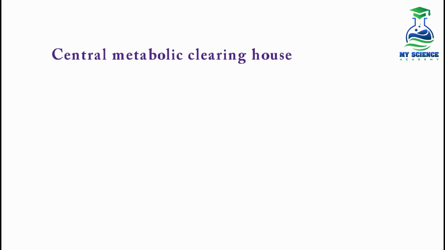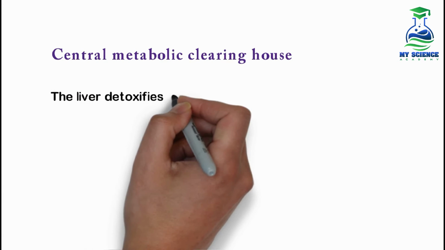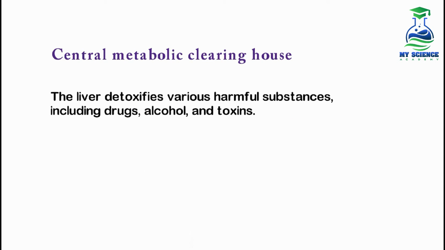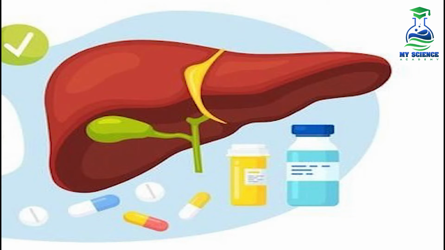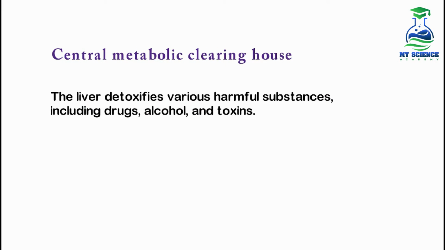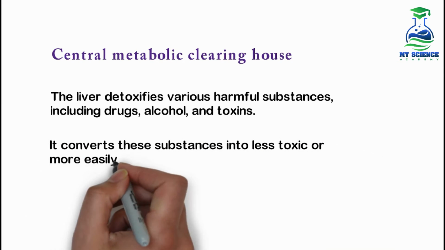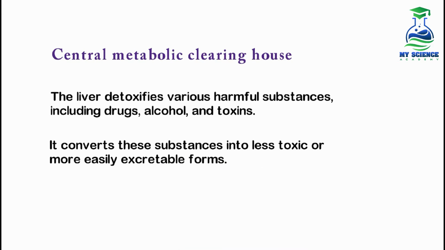It is also called the central metabolic clearinghouse, as the liver detoxifies various harmful substances, including drugs, alcohol, and toxins. To detoxify the harmful effects of these drugs or chemical poisons, the detoxification process in liver involves a series of chemical reactions that converts these substances into less toxic or more easily excretable forms.